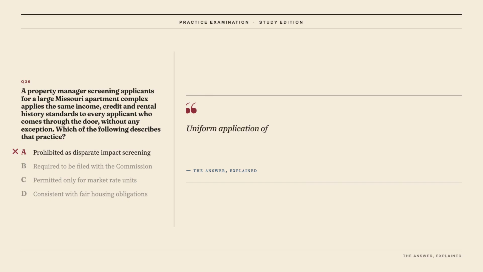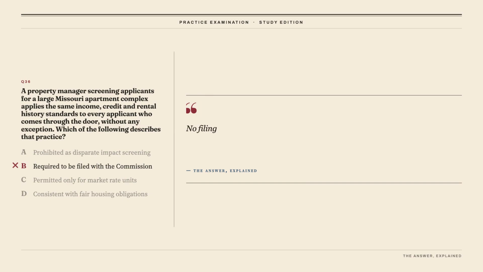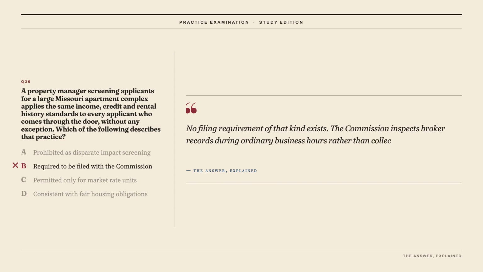A is wrong because uniform application of legitimate criteria is the recommended practice rather than a violation. Disparate impact concerns arise from criteria that are themselves unjustified. B is wrong because no filing requirement of that kind exists. The Commission inspects broker records during ordinary business hours rather than collecting tenant screening policies from firms in advance.